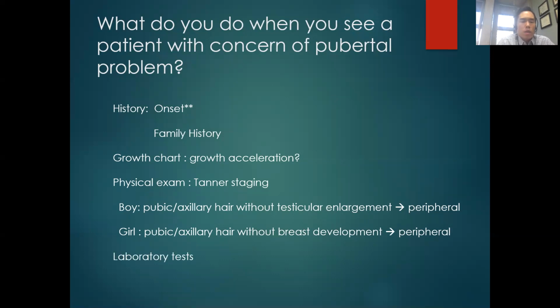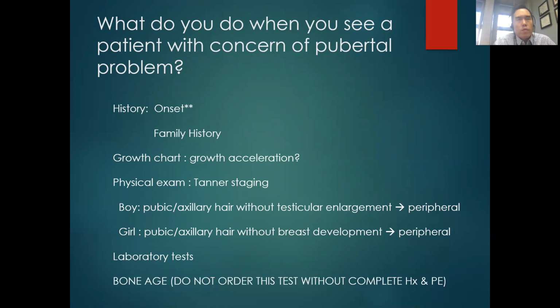And then you follow them with laboratory tests to confirm whether this is a central puberty or not. And then many of you often send a bone age. And I believe that I have stressed this issue many, many times, that we all send bone age. Almost all patients with an endocrine problem will have a bone age done even before a complete history and physical exam. Never do that because it will confuse you.